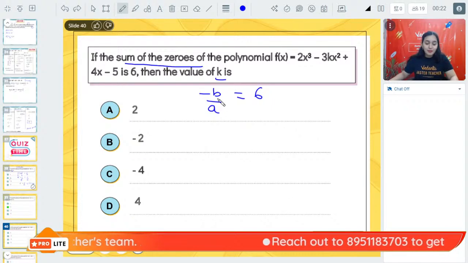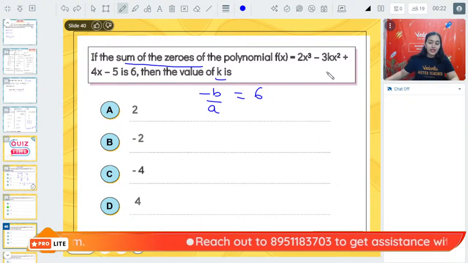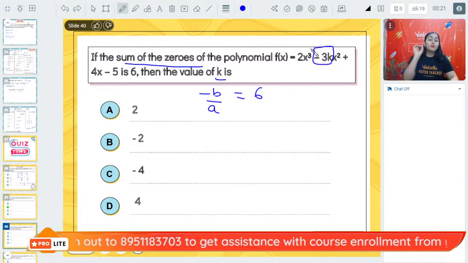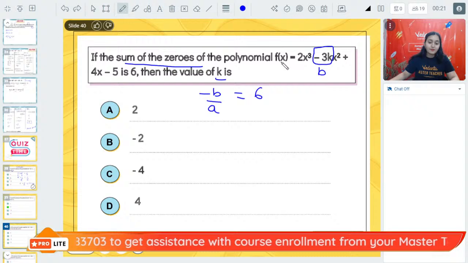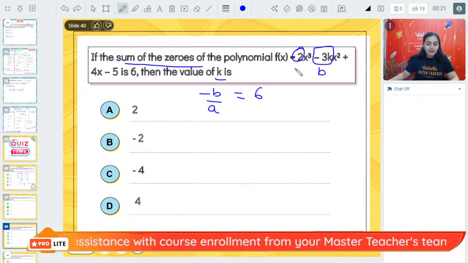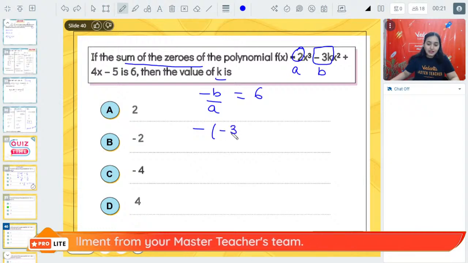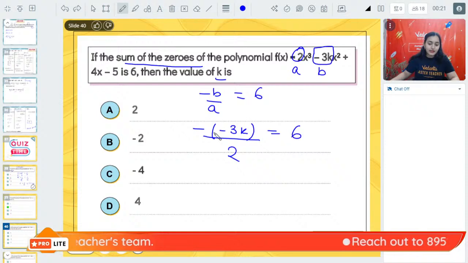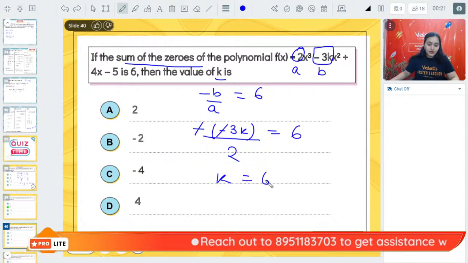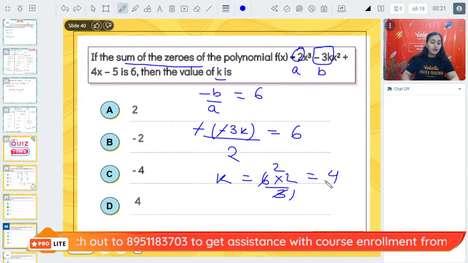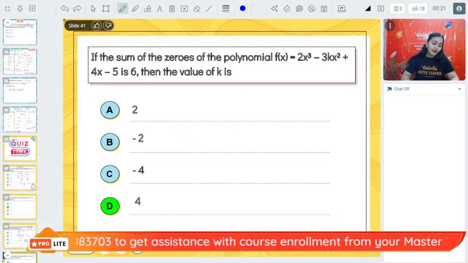It is so simple. Minus b upon a. What is the value of minus b? This is the value of b. This is b. What is a? This is a. Put it in the formula. Minus of minus 3k upon 2 is equal to 6. Minus minus cancel. So k is equal to 6 into 2 upon 3. 3 1s are 3, 3 2s are 6, 2 2s are 4. That means 4 is the right answer.